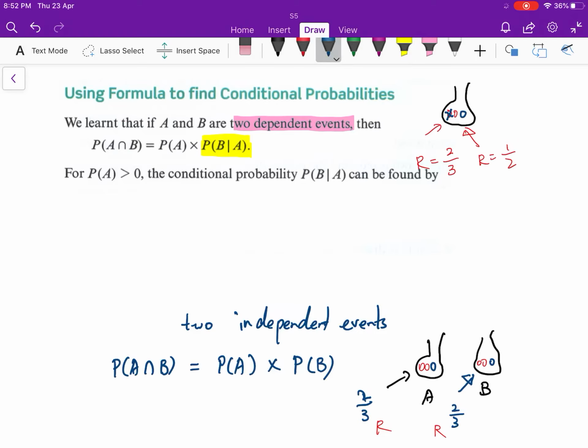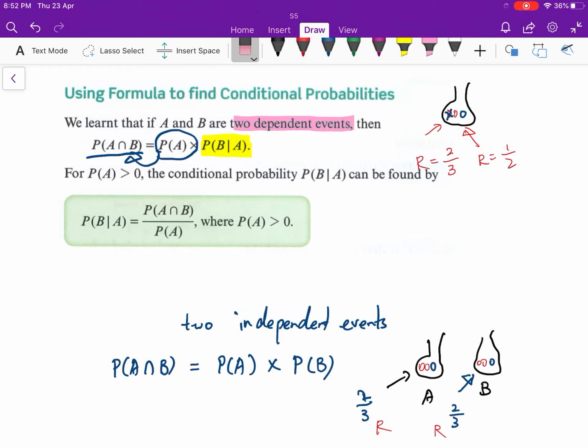So how can we do it? If you just want to find this one, that means this part you don't want, right? So we can move the times to the other side, and it becomes divided by. The formula becomes: the probability of B given that A equals the probability of A and B divided by the probability of A. Remember, the denominator will be your given that. Got it? Please remember the formula.